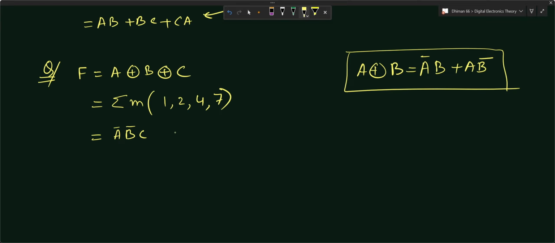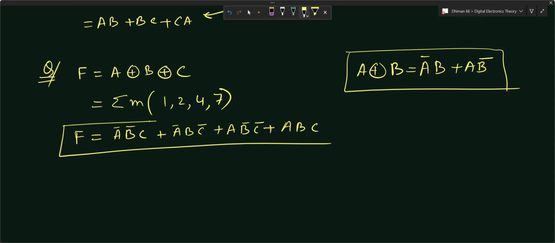Okay, now we have 2. 2 means 0 1 0. So a bar b c bar. Okay, next 4. 4 means 1 0 0. Okay, so a b bar c bar. Okay, next we have 7. 7 means 1 1 1. So we can write a b c. Okay, so this is the expression for the given function f.